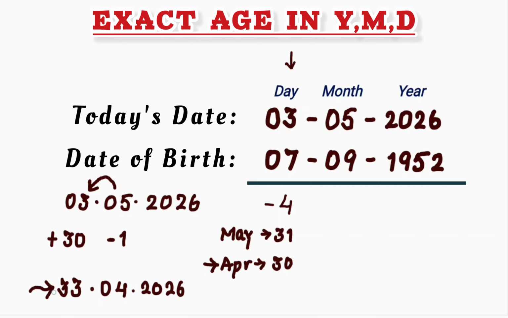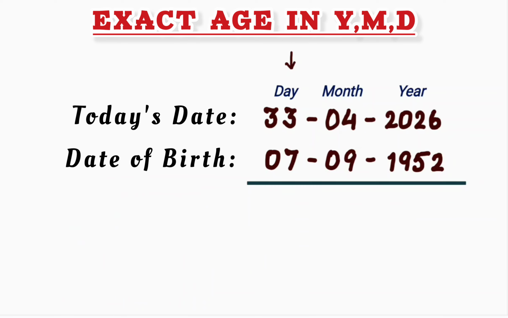Make this the new today's date. 33 minus 7 is 26. Solve for month now. 4 minus 9 gives minus 5, and as we know, month also does not take a negative value. Again, modify today's date.